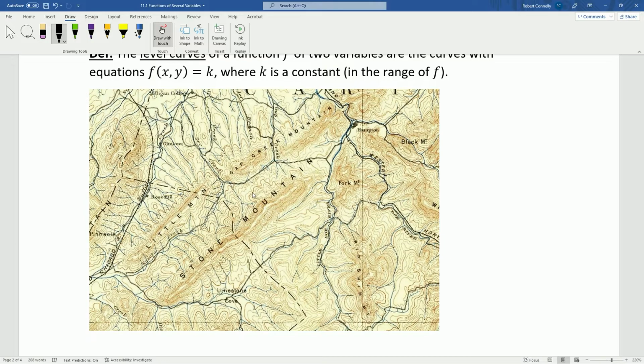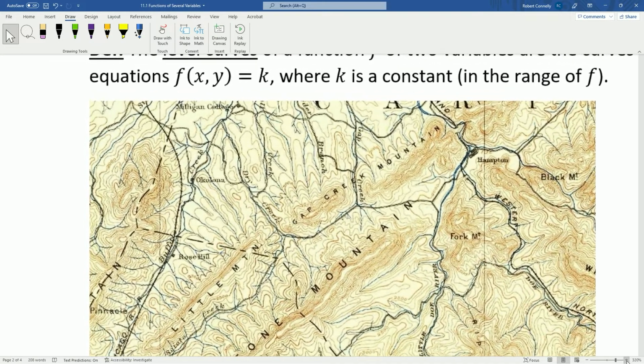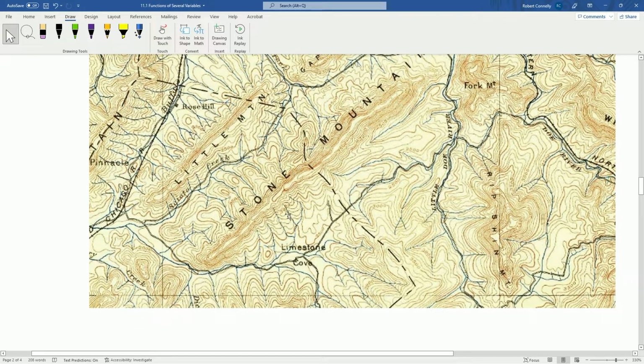So this one is, I believe, in Tennessee, if I'm not mistaken. We've got this Stone Mountain here, and you see all these little curves on this map. This is a bit of an old scan, so I'm going to see if we can zoom in a little bit to see what's written better. But you can see that there are some numbers written on some of these.